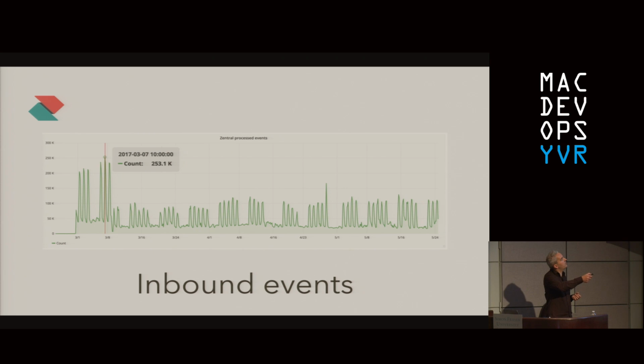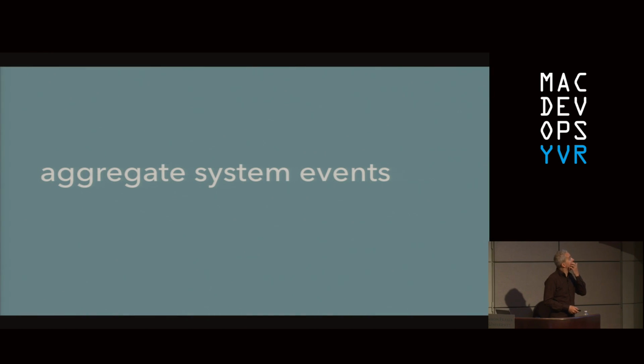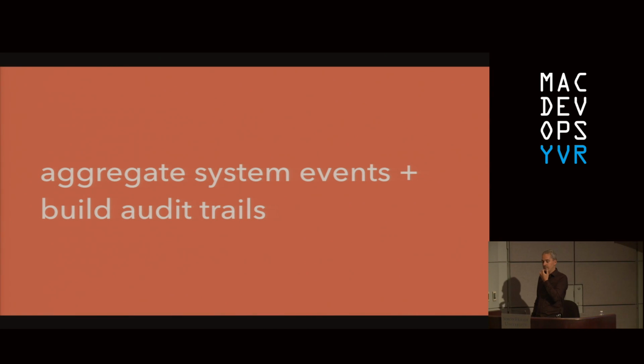You see here that these bumps are the days during the week. This is a 4-day week, 4-day week, 5-day week. Now this is just like the production data over, I think this was 90 days. So we aggregate the system events, and we build a rich audit trail.